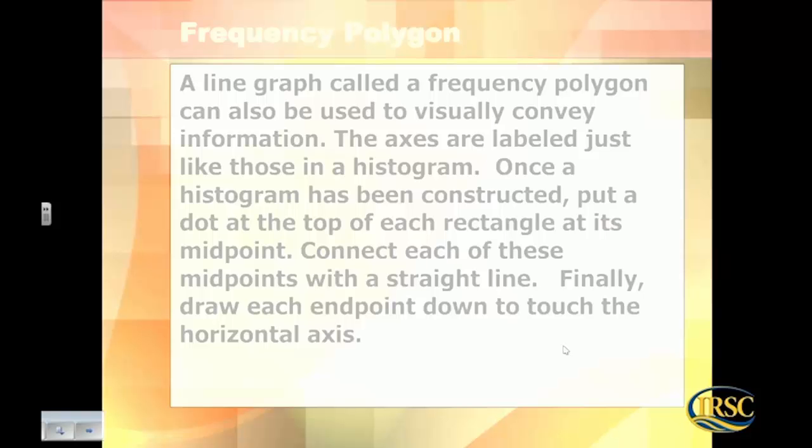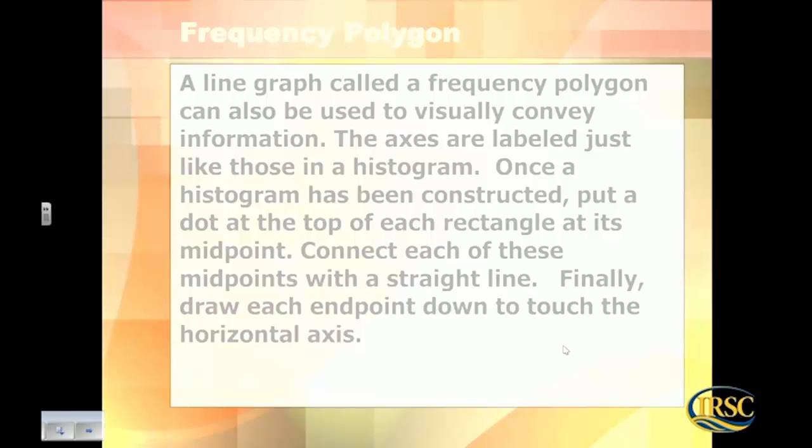Now, one of the ways that you can make a line graph is if you first make your histogram, then put a point at the midpoint of the top of each rectangle, and then connect each of these midpoints with a straight line. And then finally draw each endpoint down to touch the horizontal axis.